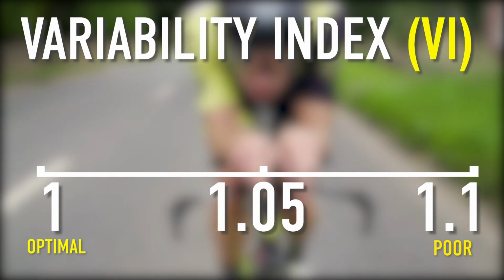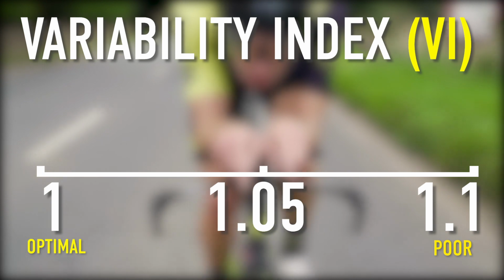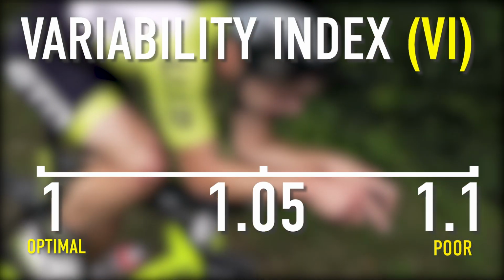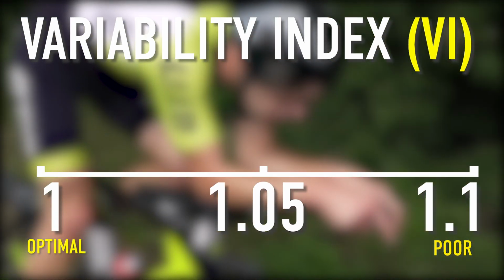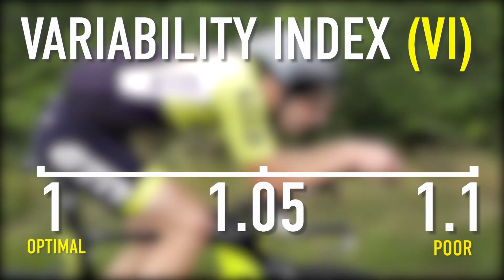So for a non-drafting triathlon or time trial, you should aim to be between 1 and 1.05. If you're close to 1.1, that indicates poor pacing and inefficient riding.